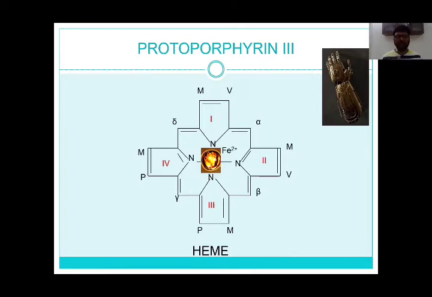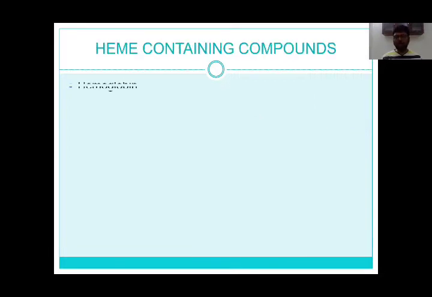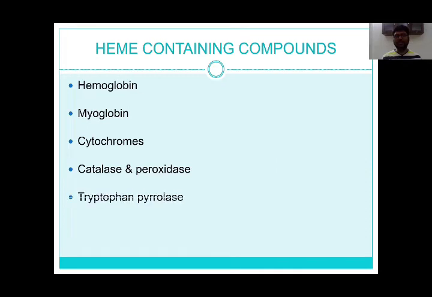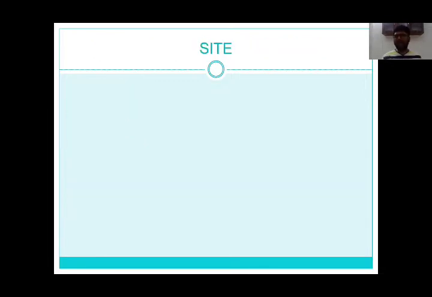Got it? Next, coming to its function, we all know that heme is very much needed for the synthesis of hemoglobin. But other than hemoglobin, it is also needed for the synthesis of myoglobin, cytochromes, catalase and peroxidase enzymes, tryptophan pyrrolase, and even for nitric oxide synthase. Okay, so that's it about the introduction part. Next, we will move on to the site.